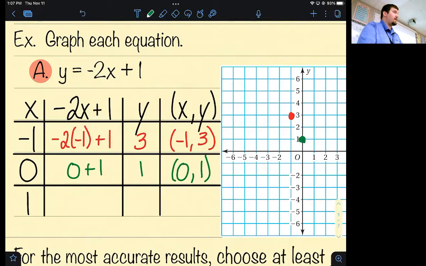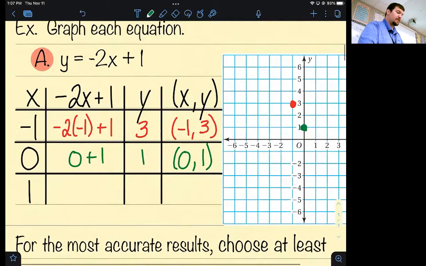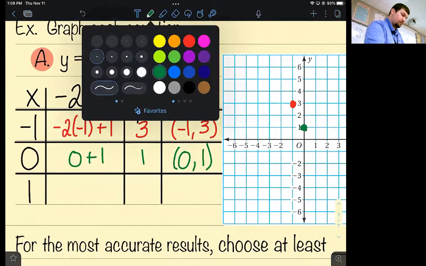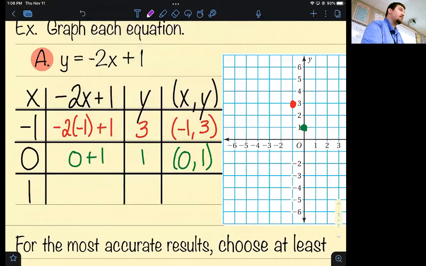But if I want to make sure it's right, I choose one more point. So let's plug in +1. -2 times +1 is -2. -2 plus 1 is -1. So when I plug in 1 for the x coordinate, I get to choose what I plug in for the x coordinate. And then I plug it in.